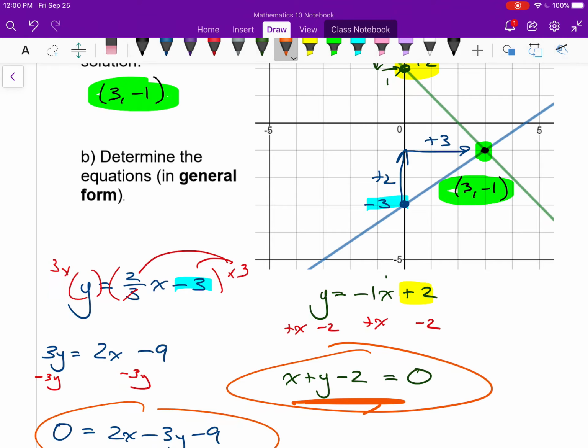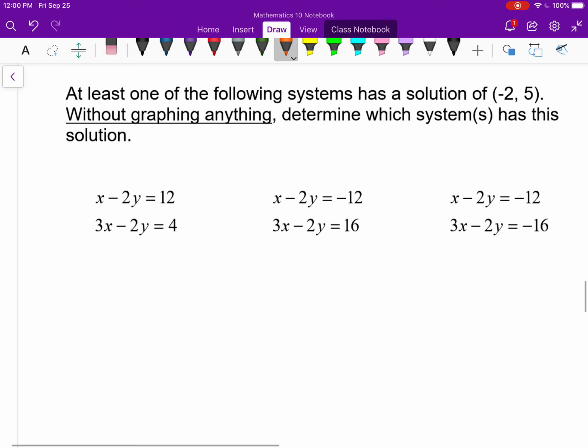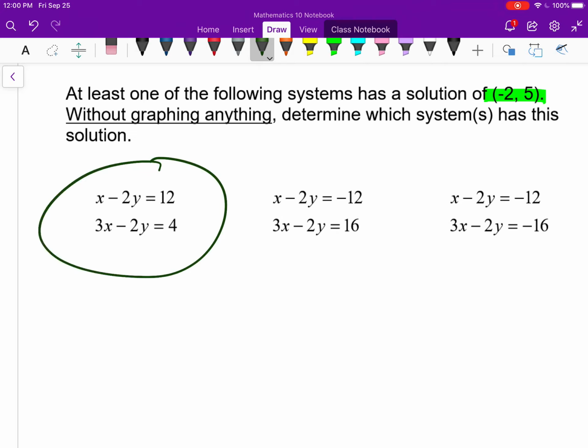All right, so the last thing I want to do is without graphing. How can I determine which of these has a solution at negative 2, 5 without graphing? So, I mean, with graphing, especially with Desmos, I could just type that into Desmos, 2 lines, and see, do they really cross at negative 2, 5? Okay, how can I do this without graphing?